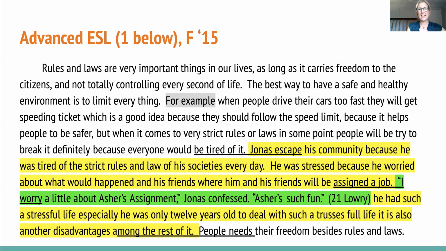The underlined bits are places where we can see disjointed or lacking transitions to clarify the connections between the text and her own thinking. And we can see in the green highlighting where there's a quotation just dropped in there, right? Again, just no transition.